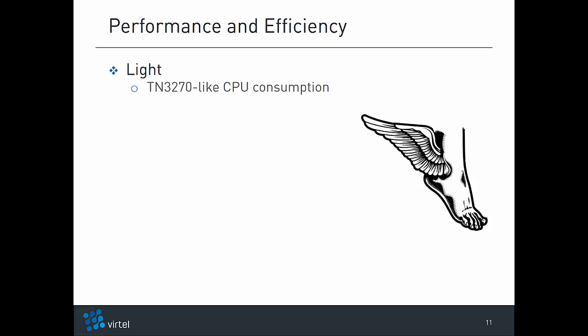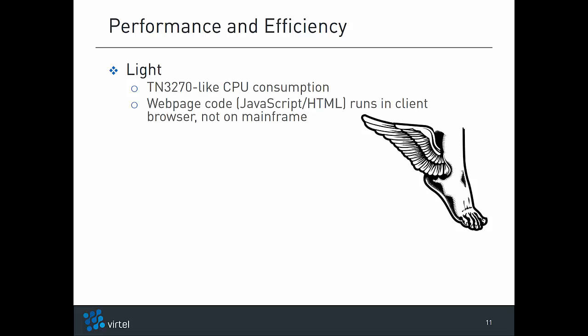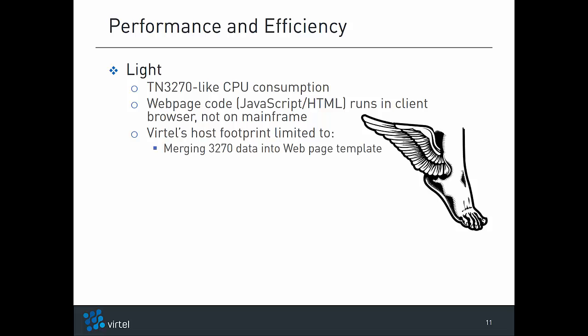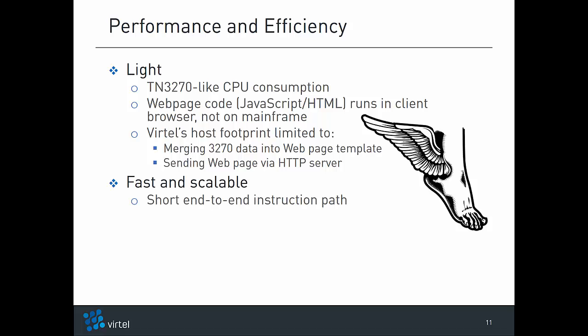But how come? It's because the smarts of the 3270 terminal emulation are in the JavaScript HTML code of the web page, and that code runs in the client's web browser, not on the mainframe. Mainframe resources are only used to merge the 3270 data coming off VTAM into a predefined web page template, and to send the completed web page to the user via an HTTP server.